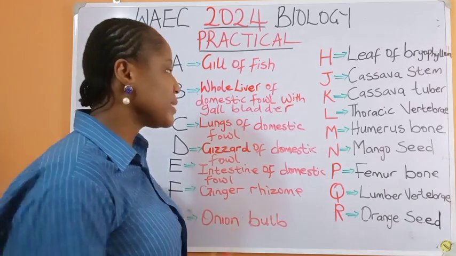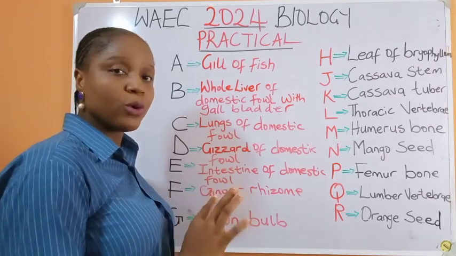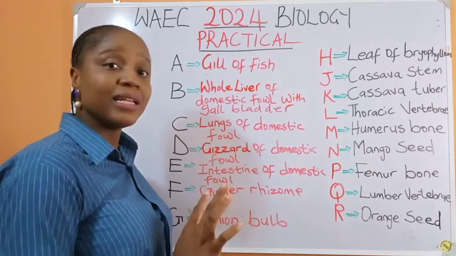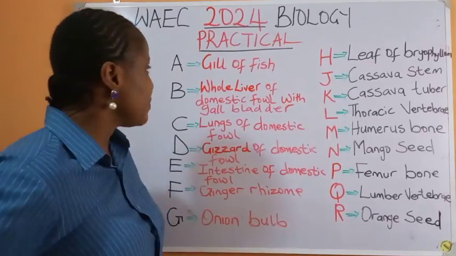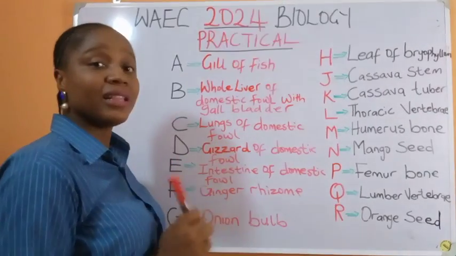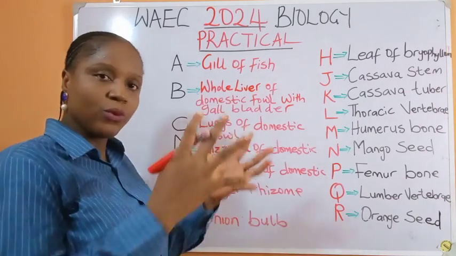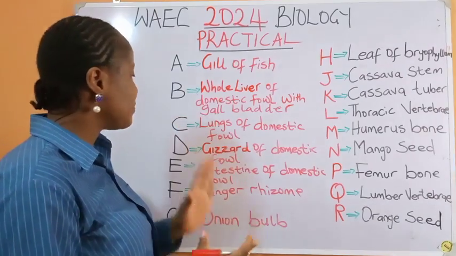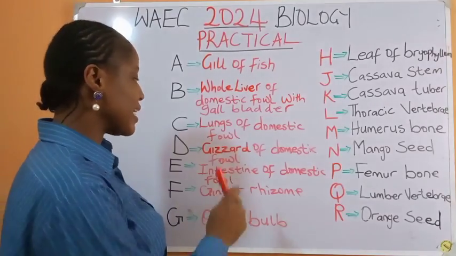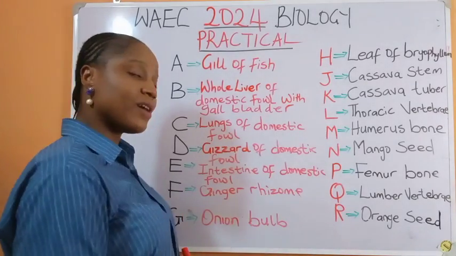So today, these are the specimens that you should be expecting on the day of your practicals. I'm going to drill you on how to identify each of the specimens and then some relatable questions that can be asked on that day. The specimen A is the gill of a fish, alright? While specimen B is the liver of a domestic fowl with the gallbladder intact, alright? So a full liver that still has the gallbladder. And specimen C is the lungs of a domestic fowl. Specimen D is the gizzard of a domestic fowl. And specimen E is the intestine of a domestic fowl as well.